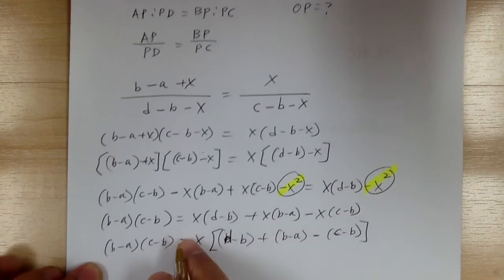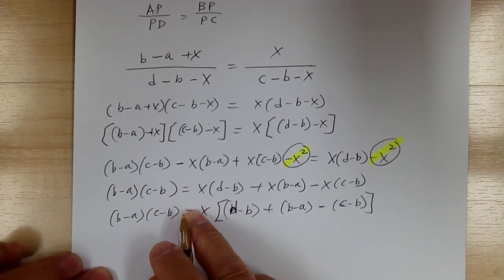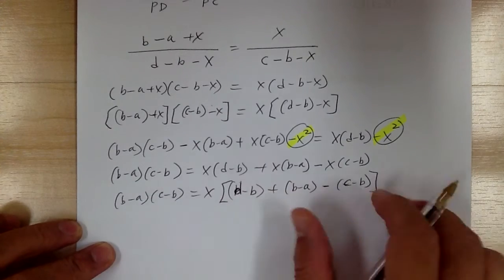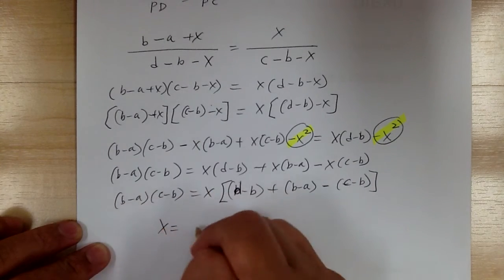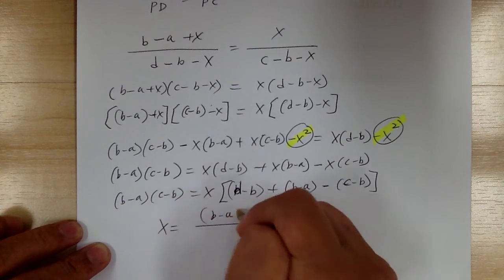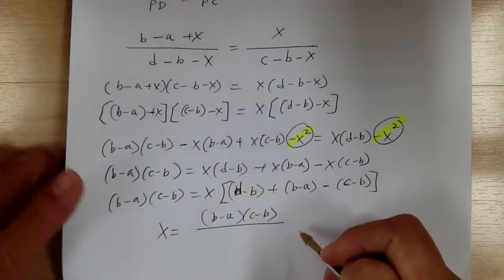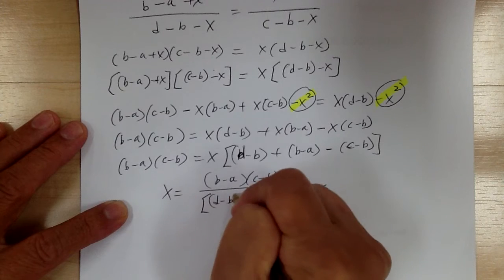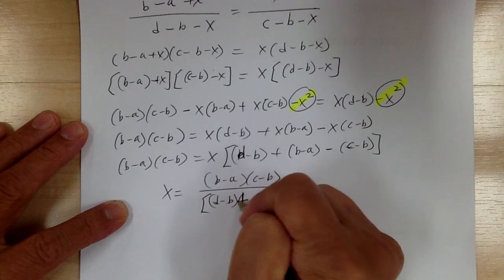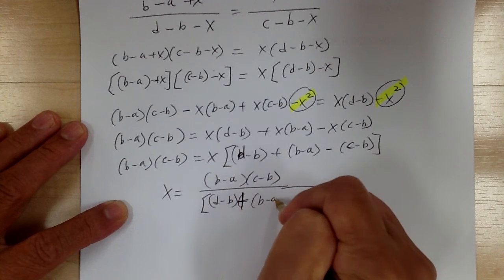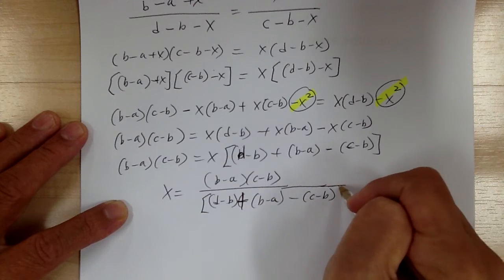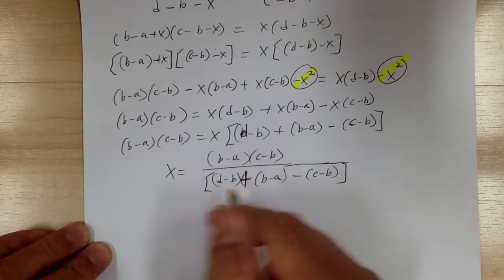Okay, so I factor the x, and then after that I can go and divide. So I'm solving for x. So divide this whole thing. So x equal to b minus a, c minus b, over this bracket over here, so d minus b plus b minus a minus c minus b. Okay, so now I just have to work everything out.